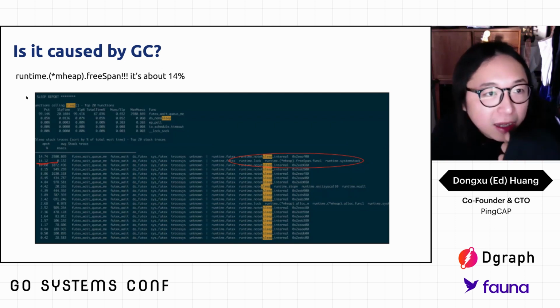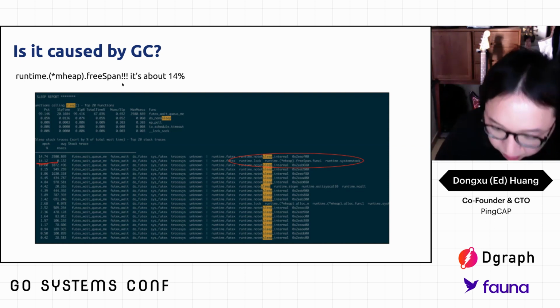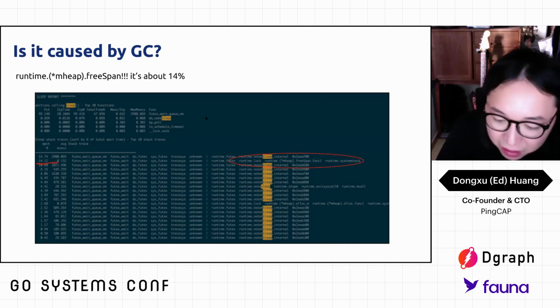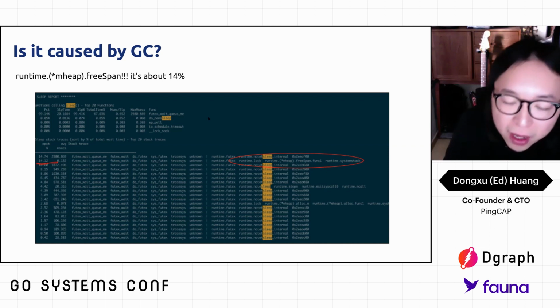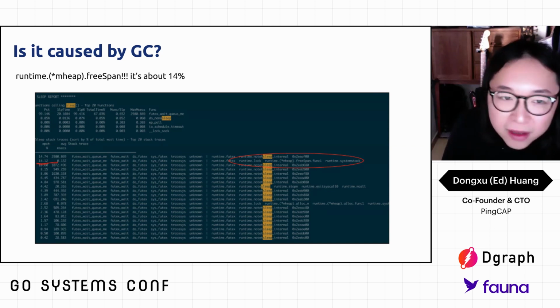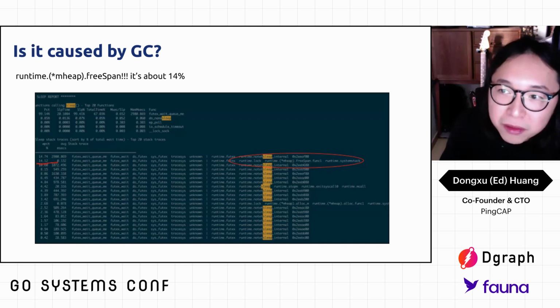We found that functions like mheap free span contribute about 40% of the total sleeping, right? And there are also two others that are indirectly from the GC module. So our guess is also correct: the low CPU usage is indirectly caused by the GC module.